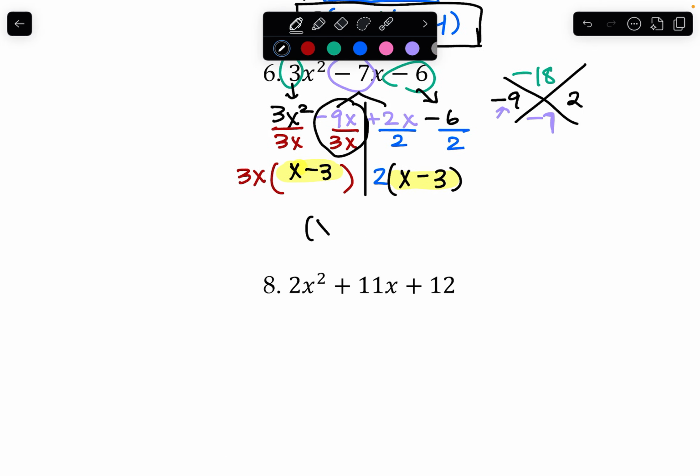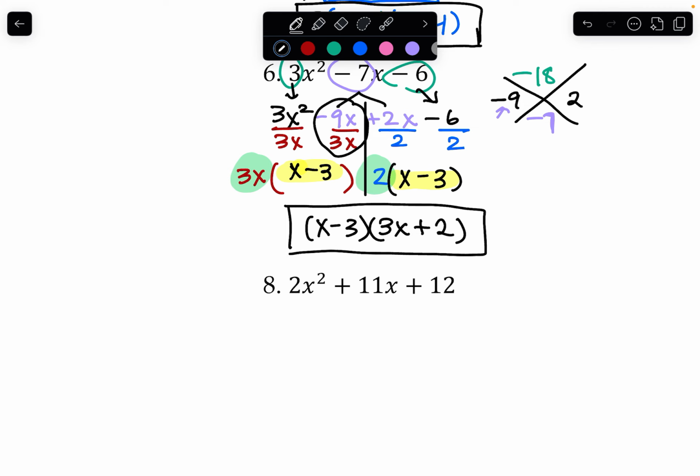The parentheses, that's just one of your factors. So x minus 3 is one of my factors. And then the other factor comes from the 3x and the 2. In that order, 3x and it's positive 2, so plus 2. So this would be our final answer.